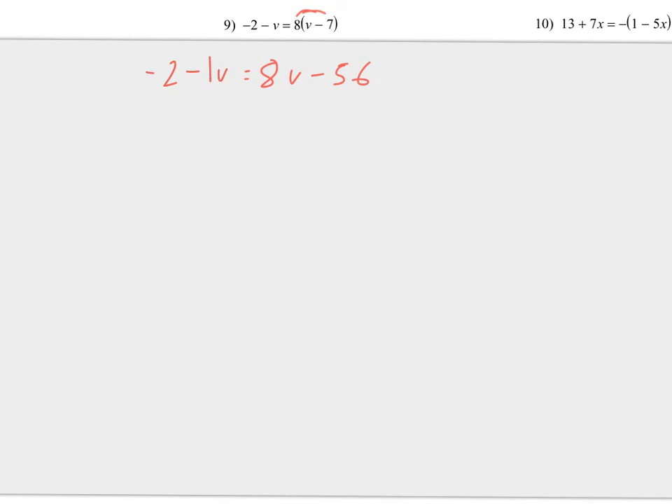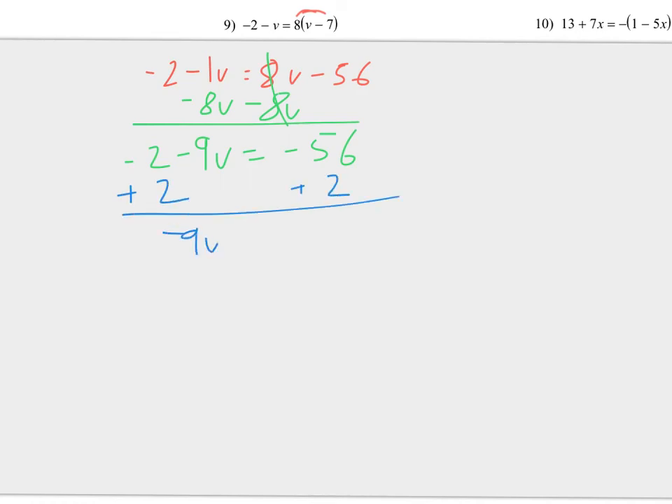And so once again, if you have variables on both sides, you got to move them all to the same side. I always like my variables on the left. You don't have to do that, but I like it like that. So then I'll cross those off, and these are both negative, so they'll add together and make negative 9v. And over here we got negative 56. All right, next up, I'm going to move the number over to this side. And so I get negative 9v equals negative 54. And then we'll divide both sides by negative 9, and v equals 6.